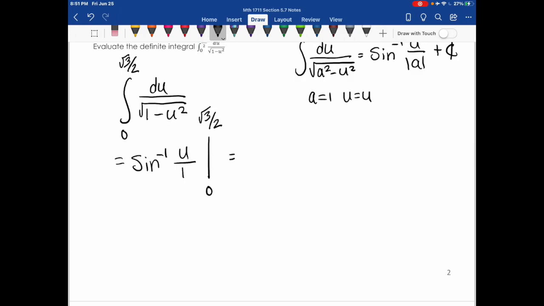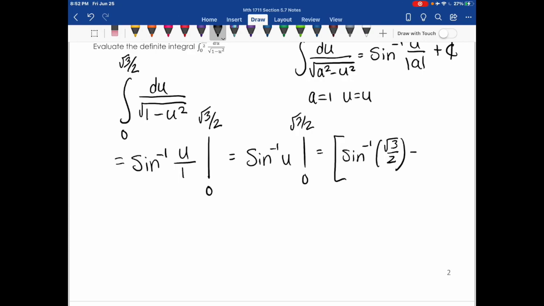And then I'm going to evaluate this from 0 to the square root of 3 over 2. Now I can rewrite this as just inverse sine of u from 0 to square root of 3 over 2. We don't really need that 1 under there. So I'm going to plug in the square root of 3 over 2 first. And I'm going to do minus inverse sine of 0.